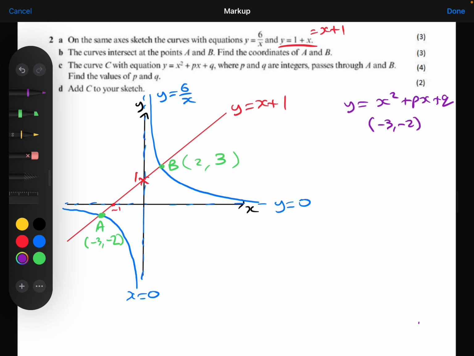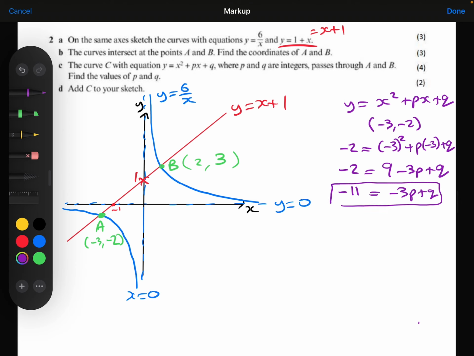So that means I could substitute that coordinate in. I could say that minus 2 is equal to minus 3 squared plus p times minus 3 plus q. So I could say that minus 2 equals 9 minus 3p plus q. Taking the 9 away from both sides, I can say that minus 11 is equal to 3p plus q. Right, we'll pause there for a moment, because I can't go any further with that.